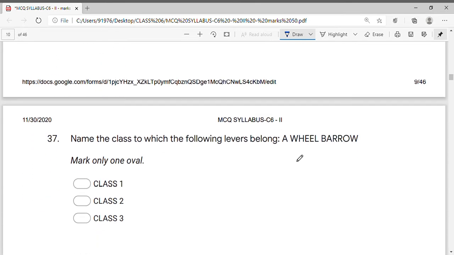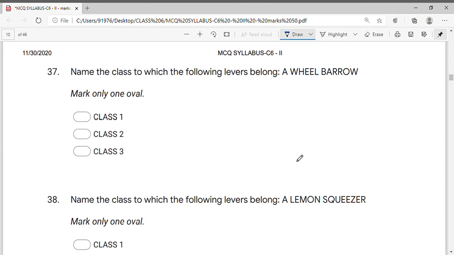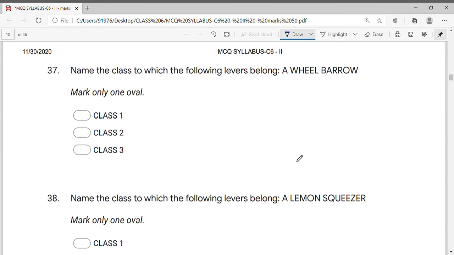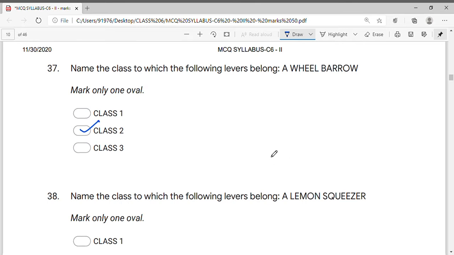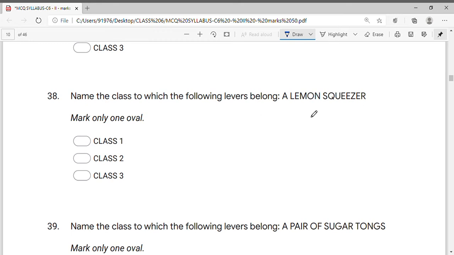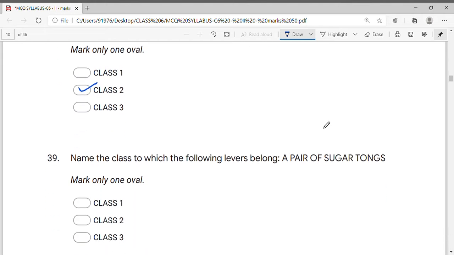Name the class to which the following lever belongs. A wheelbarrow is a class 2 lever. Again, the load is in between the fulcrum and the effort. A lemon squeezer, again a class 2 lever. You put the lemon in between, where the load is in between, so it's a class 2 lever.